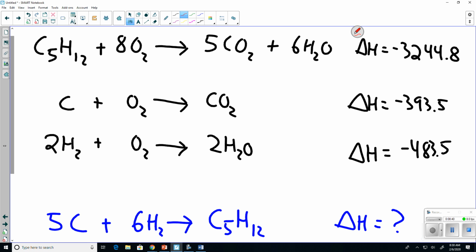Does that make sense? If the forward reaction is exothermic, the reverse reaction would be endothermic. The exact same value, except we flip the sign. So in other words, if what I want to do to this equation is basically make it go in reverse, I then need to multiply my delta H by negative 1 to change the sign and make the exothermic turn into endothermic.